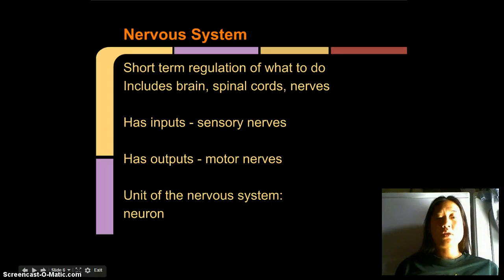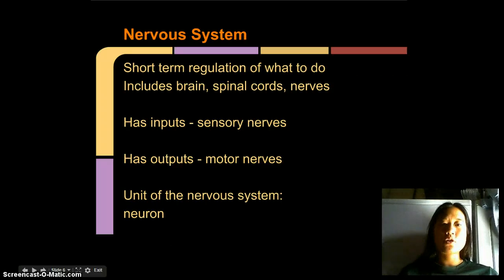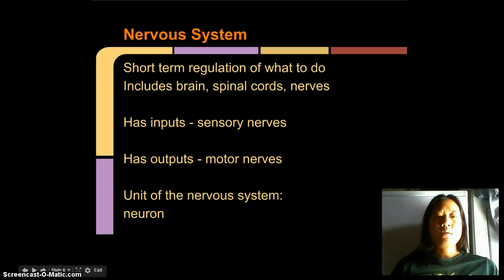What exactly is it? The nervous system is special in that it focuses on short-term regulation. This would include your brain, your spinal cord, and all the nerves that touch your body. In terms of nerves, there are two types. There are input nerves, which are sensory, and outputs, which tell your body what to do, called motor nerves. In between, connecting those, are interneurons, inter meaning between, that connect both your sensory and motor neurons.